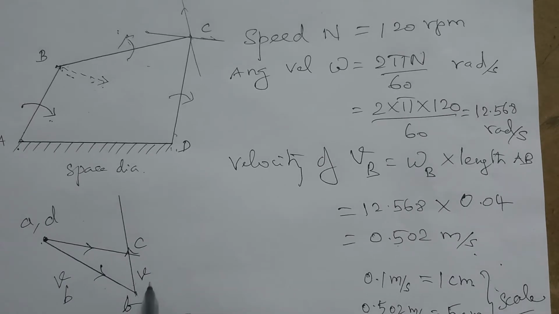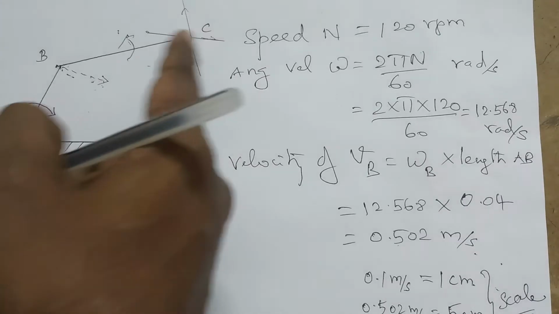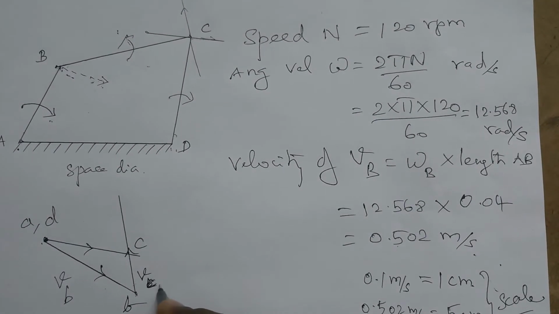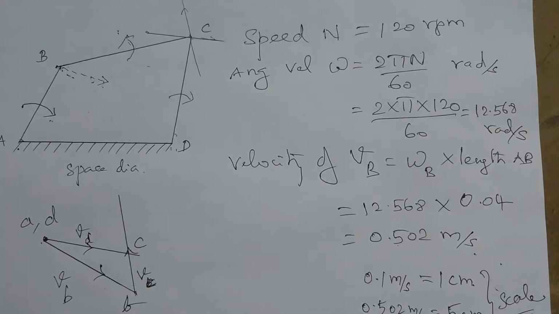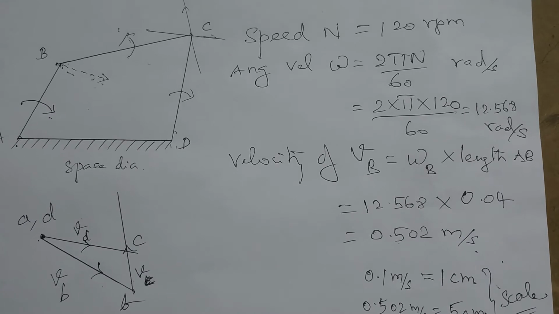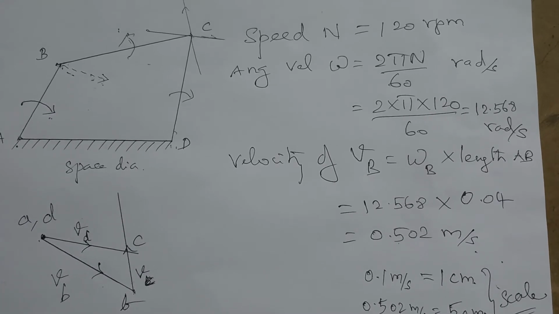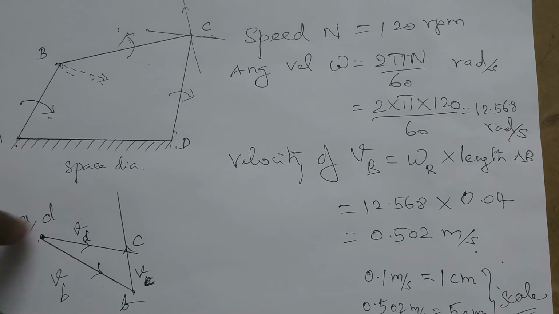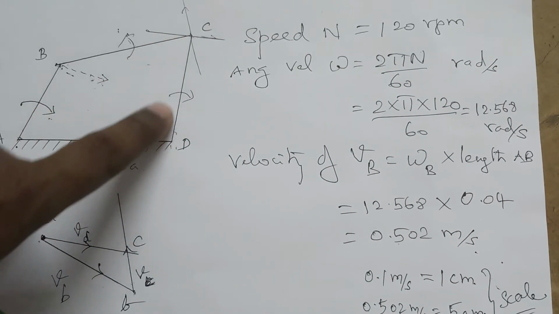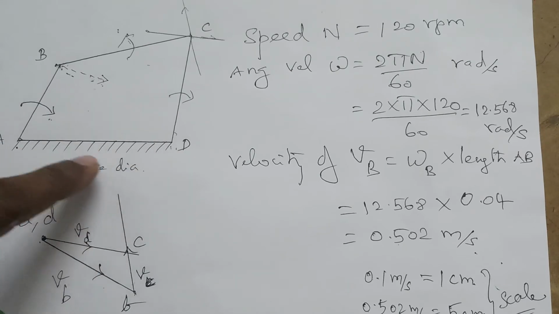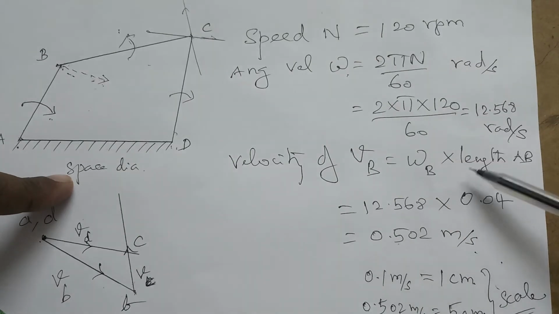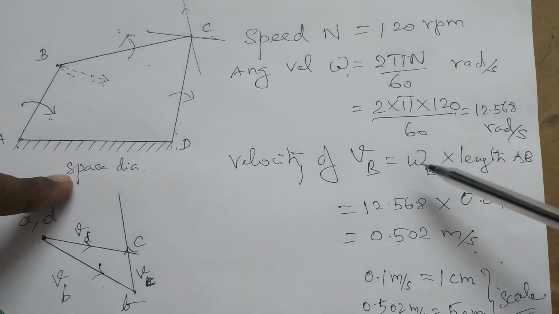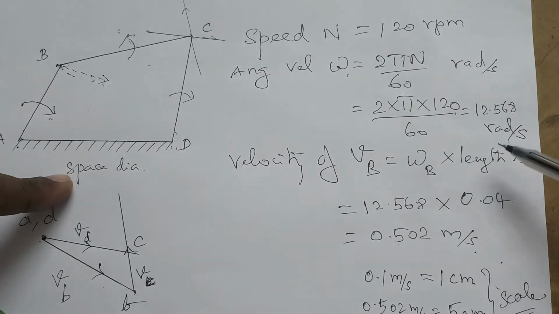This represents the velocity of B, the velocity of CB, and this represents the velocity of D. Now in the question, what they are asking is that we are supposed to find the angular velocity of the link CD. To find the angular velocity omega, we need the length of the link. So omega equal to velocity divided by length.